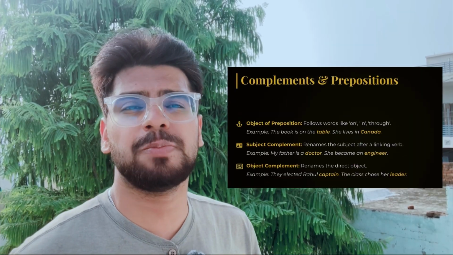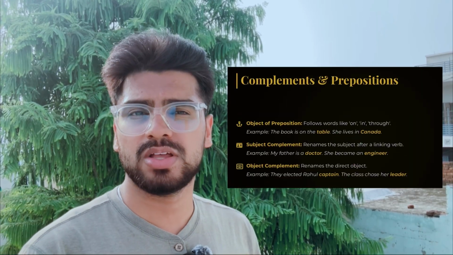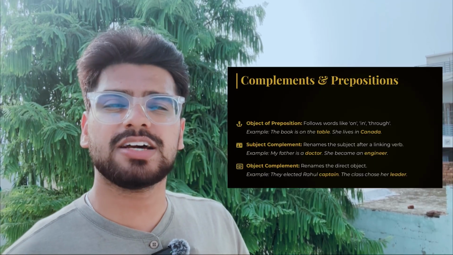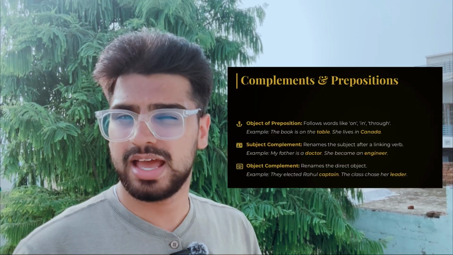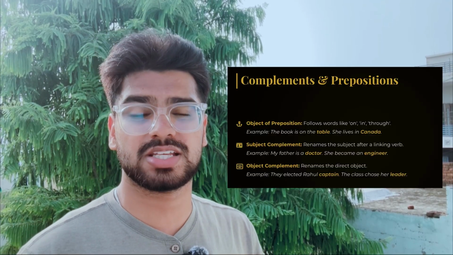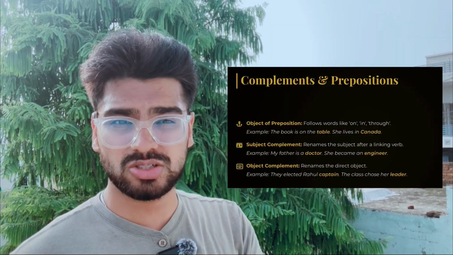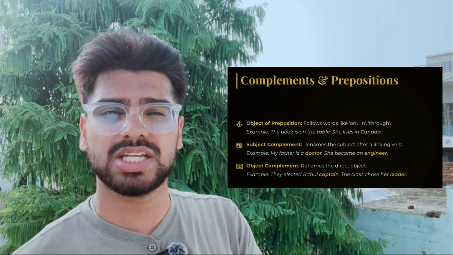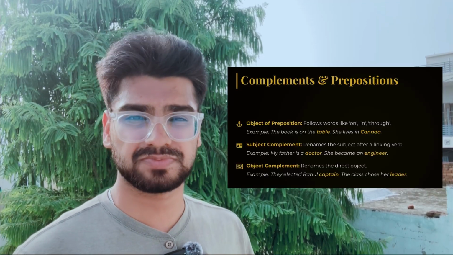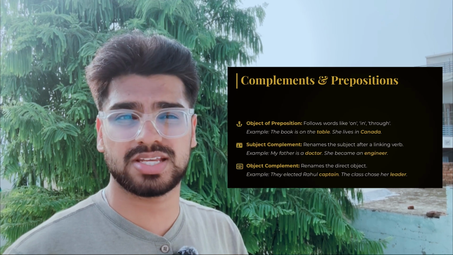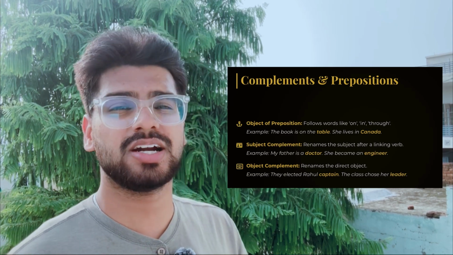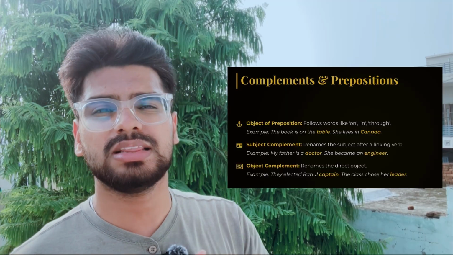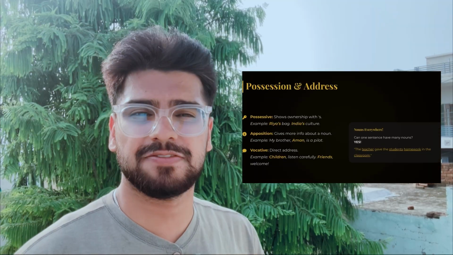Noun as an object of a preposition. The book is on the table. Table follows the preposition on. She lives in Canada. Canada follows the preposition in. Noun as subject complement. My father is a doctor. Doctor renames the subject. She became an engineer. Here, engineer describes the subject. Noun as object complement. They elected Rahul captain. Here, captain renames Rahul. The class chose her leader. Here, leader renames her.